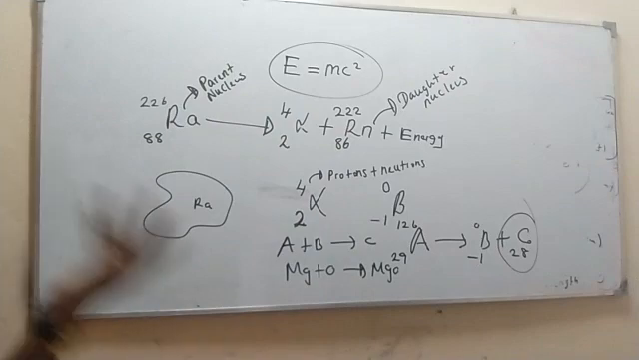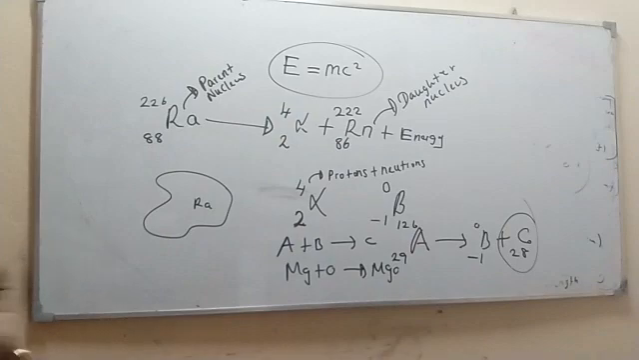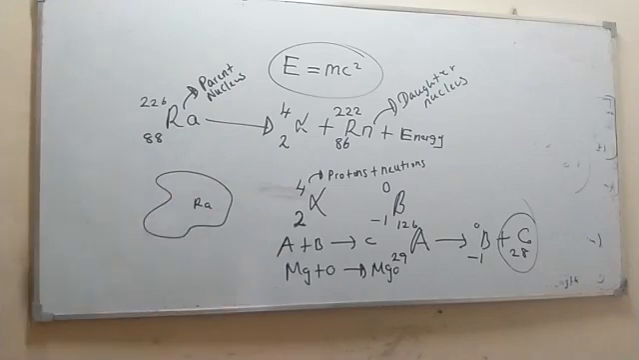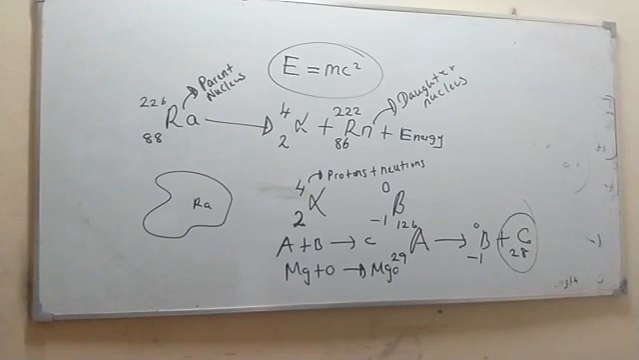That's why a new element is being formed. When alpha goes out, the proton number decreases by 2. Similarly, when beta goes out, what is happening is... now see, for example, let's say they ask you to balance the equation.